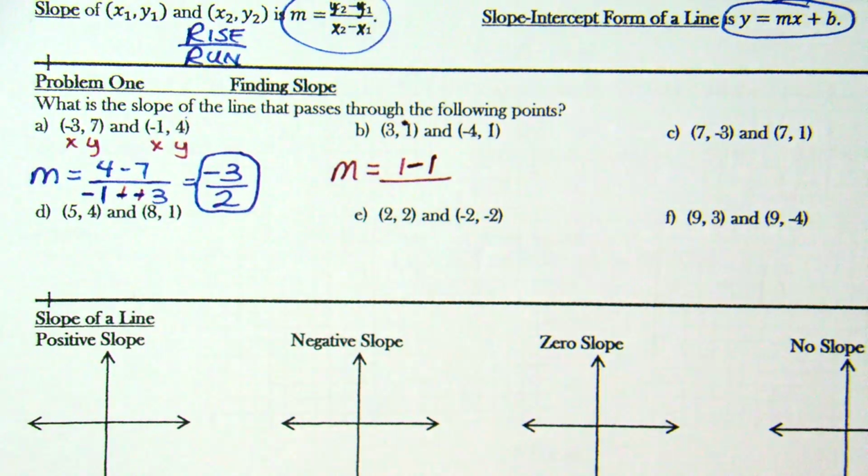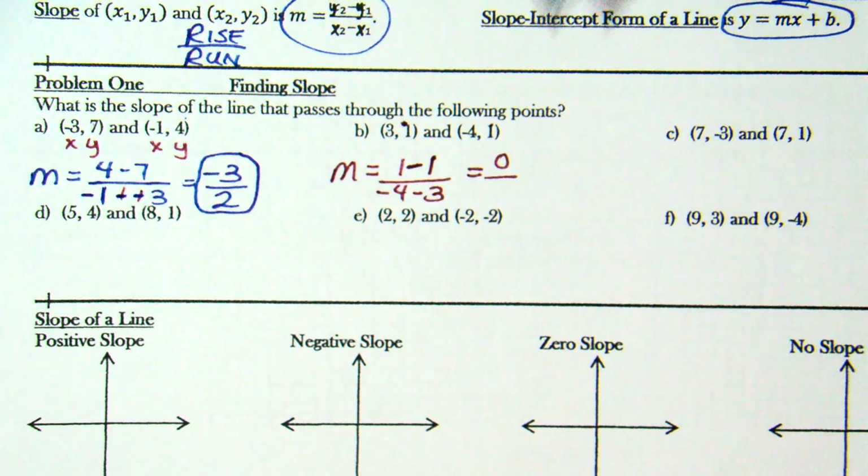Okay. I heard -4 minus 3 up here. That works. Okay, what is 1 minus 1? 0. -4 minus 3? -7. Do not leave me 0 in a fraction setting. I will count off. I want to know what is 0 divided by -7.